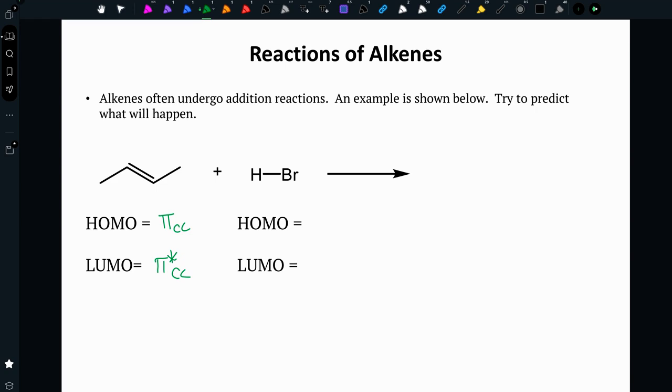A typical reaction partner might be something like HBr or HCl or HI. The thing you might remember about these is this is a strong acid, meaning it tends to dissociate and give up H+. The HOMO for this molecule is going to be the lone pair on bromine, and the LUMO is going to be sigma star HBr.